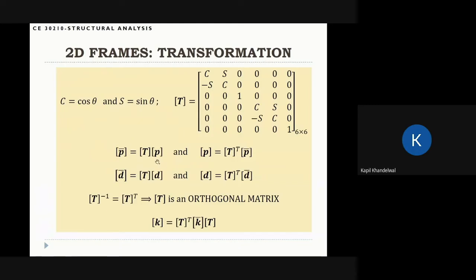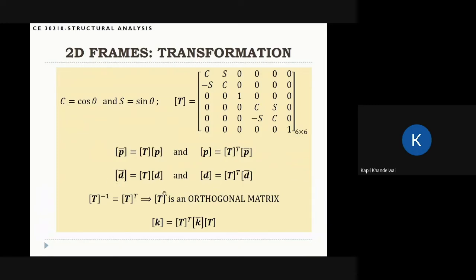So here P bar is local, P is global. We can express local quantities in terms of global quantities, or we can do the inverse process, expressing the global in terms of local. Another important property of this T is that it is an orthogonal matrix, so the inverse of this matrix is just the transpose. That's why I put the transpose here; technically I should put an inverse, but the inverse is equal to the transpose. The same equation is valid for displacement, exactly the same format.